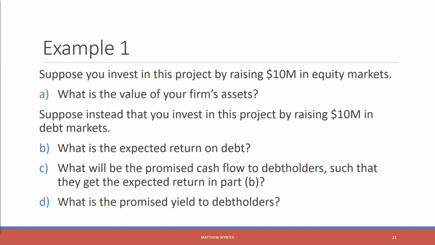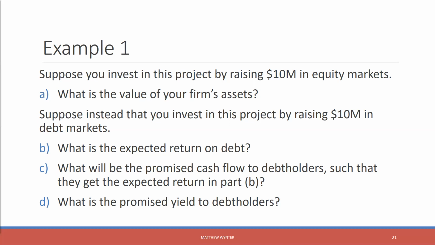What are we going to do? What we want to do is solve for the promised cash flow. So how do we set that up? In our numerator, we've got 0.5 multiplied by the promised cash flow plus 0.5 multiplied by 8 million, all of that divided by 10 million, and that whole number minus 1.